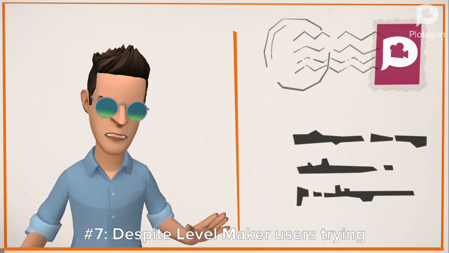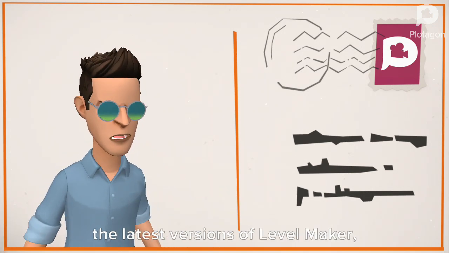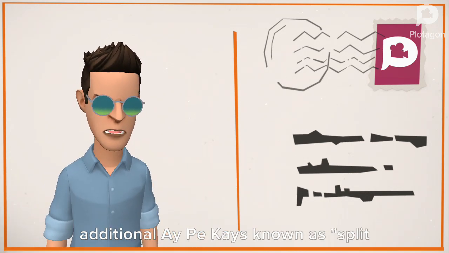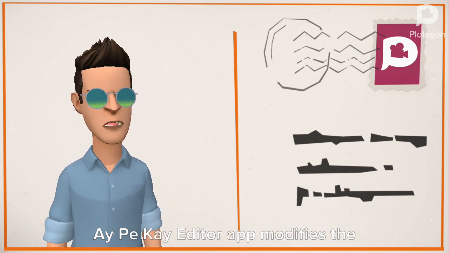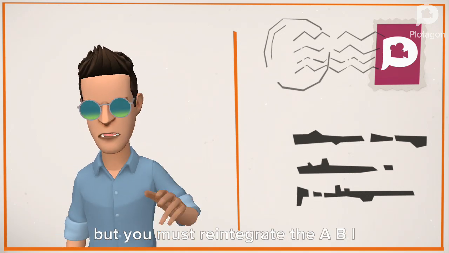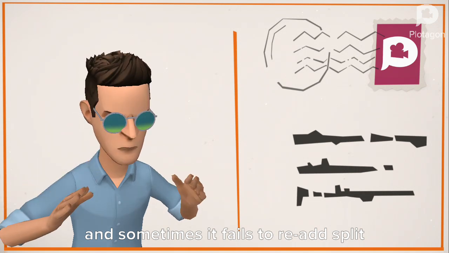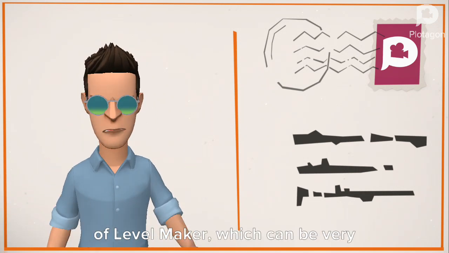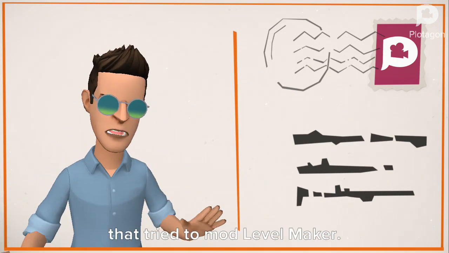Number 7. Despite Level Maker users trying to re-add the split APKs in the latest versions of Level Maker, and the Google Play Store providing additional APKs known as split APKs, however, when the APK Editor app modifies the game, it only adjusts the base game and overlooks the split APKs, but you must reintegrate the split APK into the base game, and sometimes it fails to re-add split APKs in the latest versions of Level Maker, which can be very infuriating for Level Maker users that try to mod Level Maker.